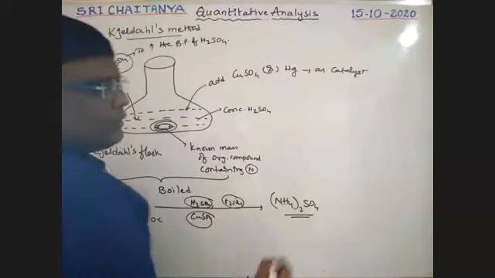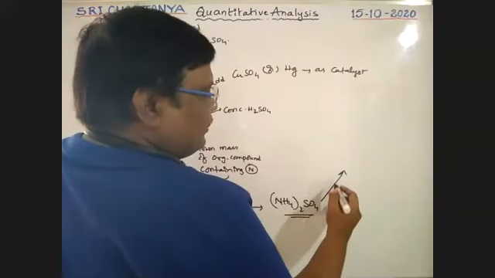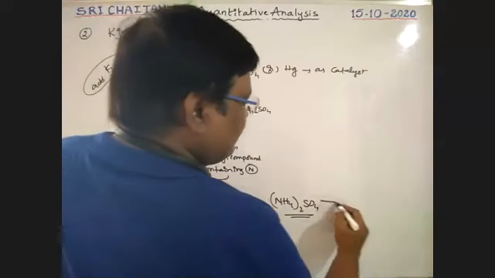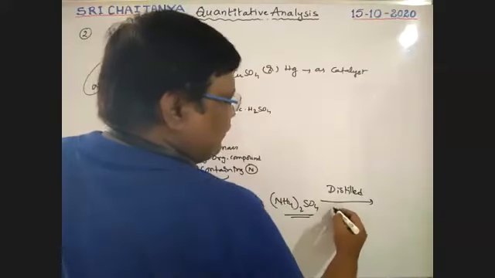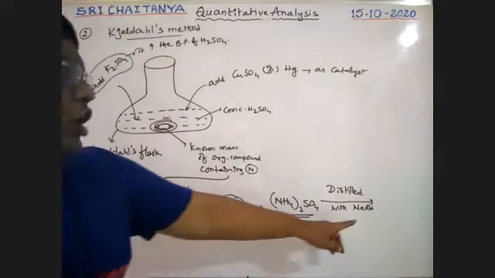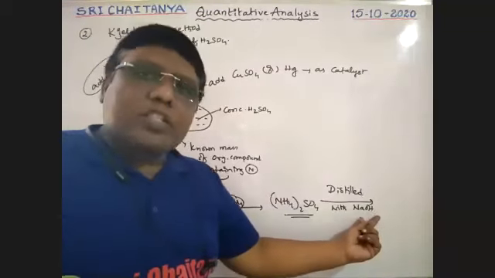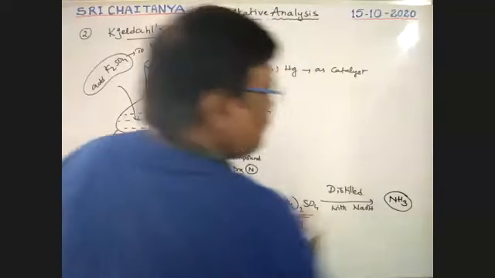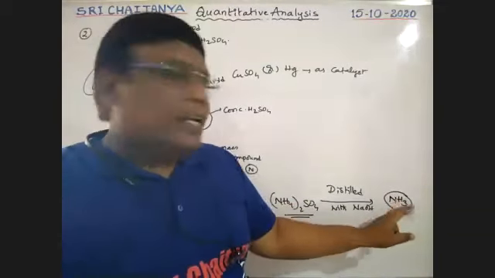Now this ammonium sulfate is once again treated with, that is, I'm taking this as a distillation. Later it is distilled with NaOH. It is a strong base, boys. Any ammonium salt with a strong base liberates ammonia. That gives ammonia. So this liberated ammonia contains nitrogen, boys.